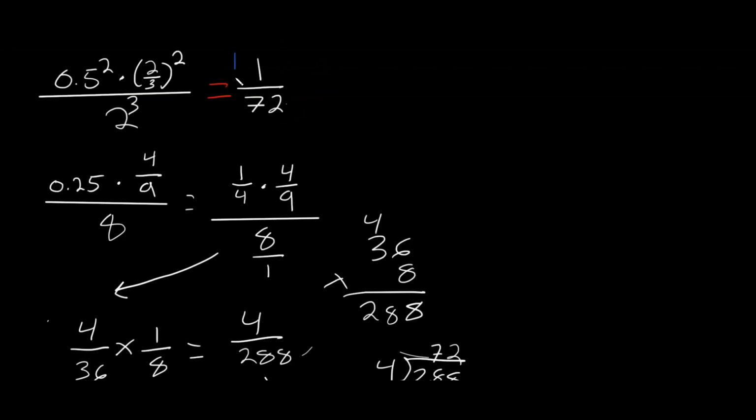And remember, when dealing with a bunch of different types of numbers, you have decimals, fractions, and whole numbers, just try to convert everything to one type of number and then solve from there. So our answer to this problem is 1 over 72. And we are done.